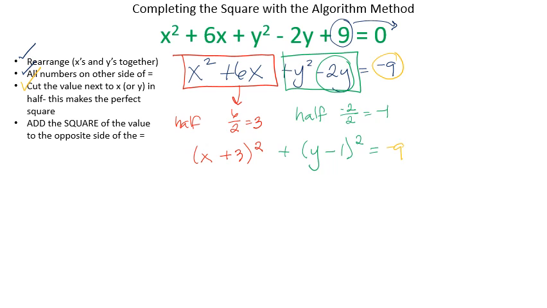Cut the values of x or y in half. This makes the perfect square. And then for the last part, add the square of the value. So in this case, my value is 3, so I need to add a 3 squared on the other side of the equals. And with the y's, I have a negative 1, so I need to add a negative 1 squared to the other side of the equals.